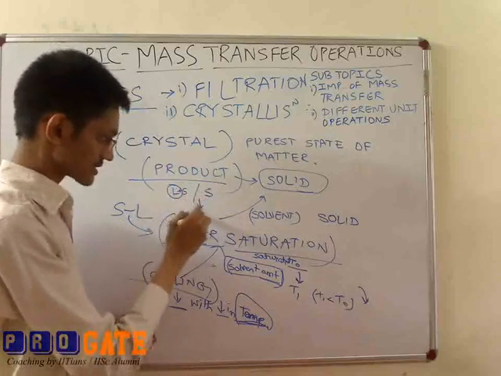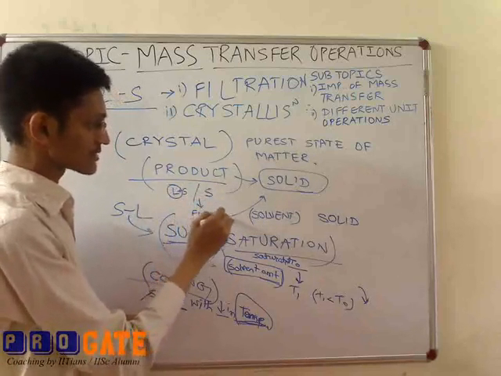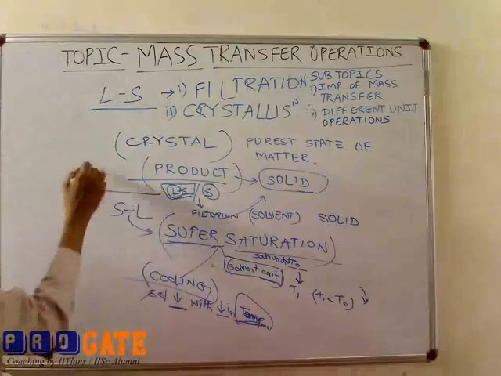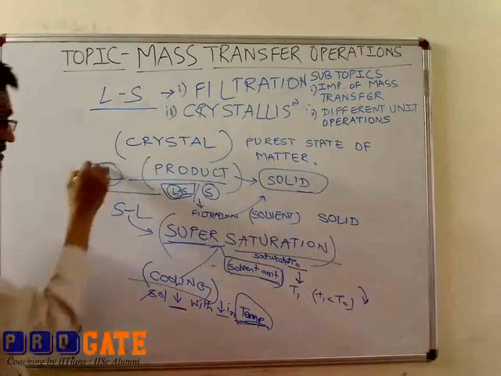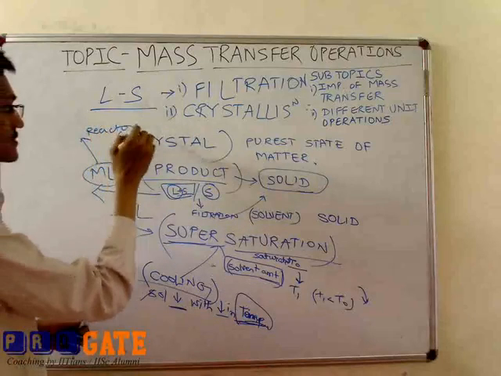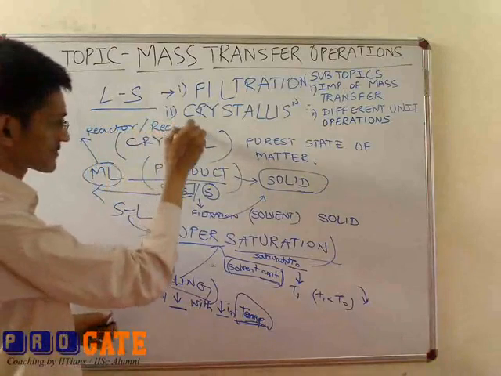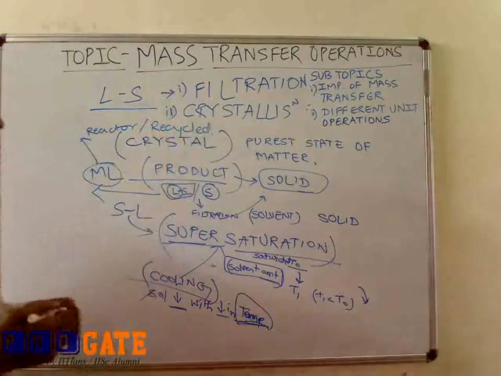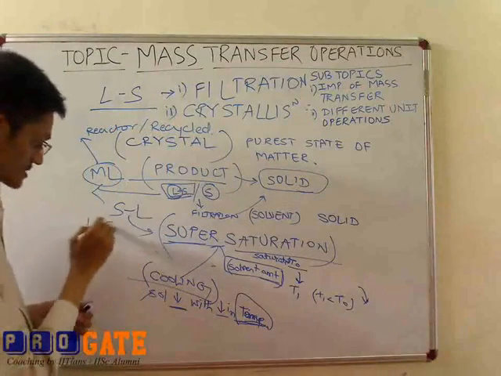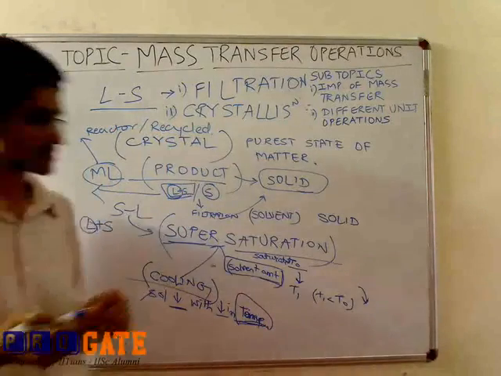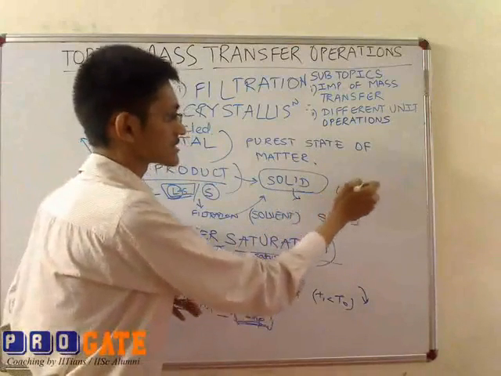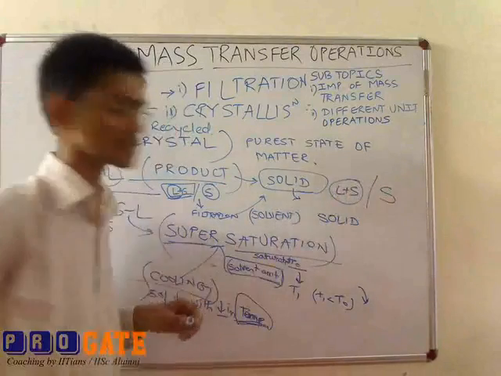So this can be taken to the filtration process to recover the pure solid. The liquid, which in technical terms is called the mother liquor, is sent back to the reactor, that is recycled, or if possible, depending on the type of solvent you have used, sent for distillation or evaporation. So basically you are finally interested in getting two phases: the mother liquor phase and the pure solid phase.